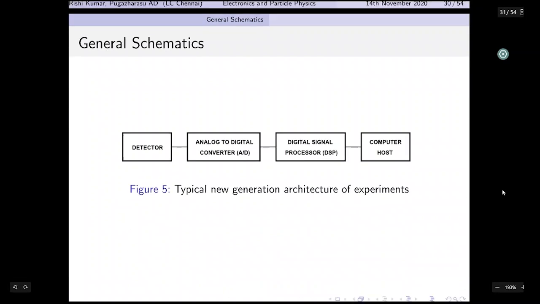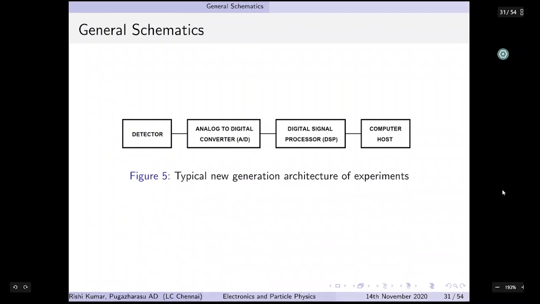But I would also encourage that we look at the general schematics of the newer architecture of experiments. The newer, more modern ones have a detector, an ADC, and a DSP, followed by a computer host.